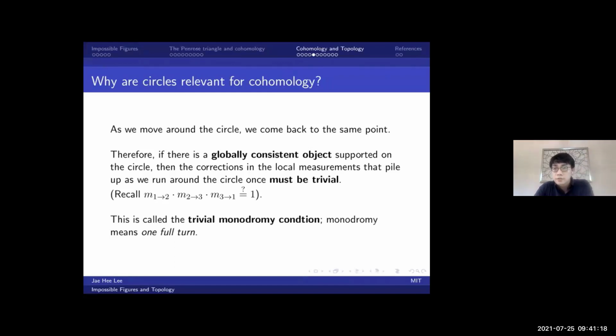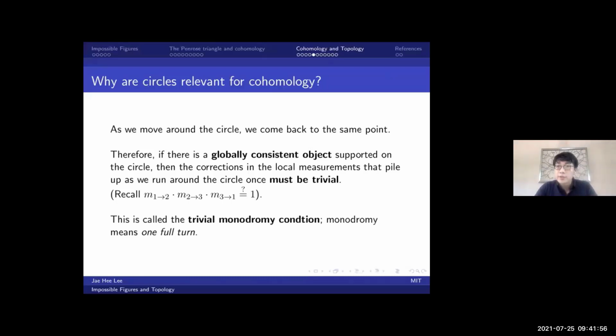This is another piece of mathematical jargon. This is called the trivial monodromy condition. Trivial means that it's stupid. So in this case, it just means that the product is one. And monodromy is a word, probably Latin, that just means that you make one full turn. So mono means one and dromy means some full turn. So trivial monodromy means that when you make a full turn, you shouldn't pick up any non-trivial change in your measurement, in your corrections.